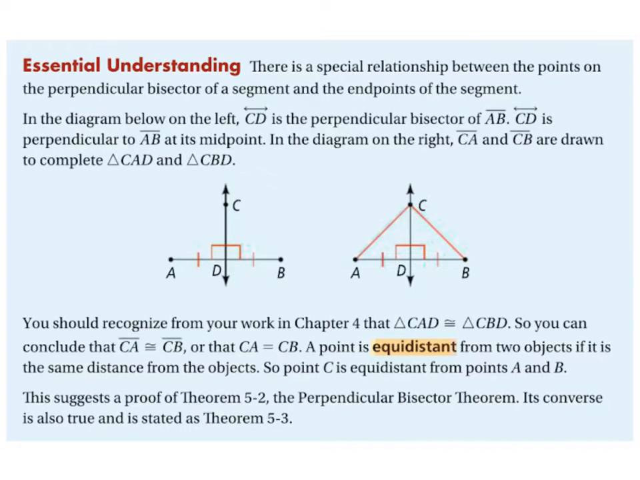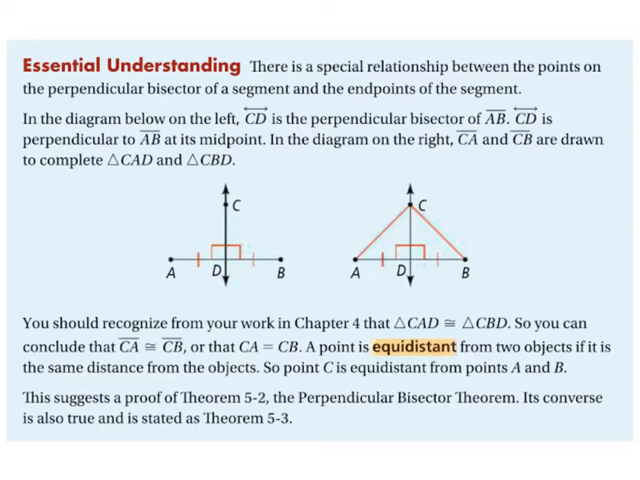Now, here it is. If you have this line right here and you put some point above it, there's a special relationship between the points on the perpendicular bisector of a segment and the endpoints of a segment. So you've got this, it's got to be a segment, right? You have endpoints on both sides, and then you draw this perpendicular bisector. You bisect it, and you do it at a 90-degree angle, okay?